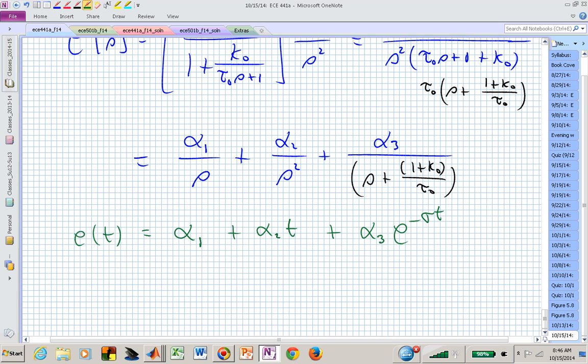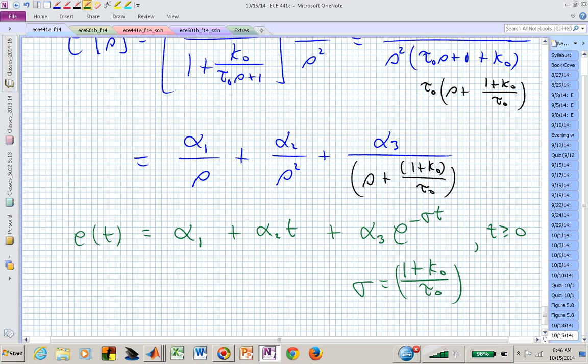e to the minus sigma t, whatever that is, but sigma here is just this 1 plus k naught over tau naught. If we increase the DC gain, the k naught, that gets bigger. If we decrease the time constant, sigma gets bigger. That pole moves further into the left half plane, but what's that going to do as time evolves? That third term, it's going to vanish, isn't it?